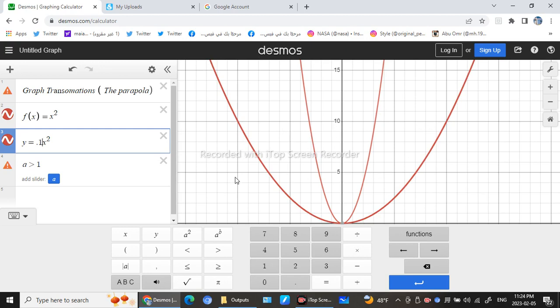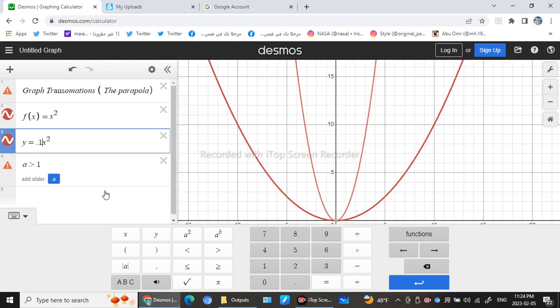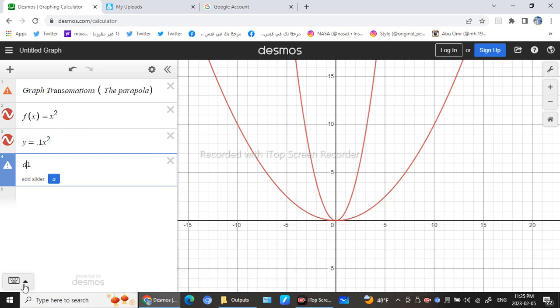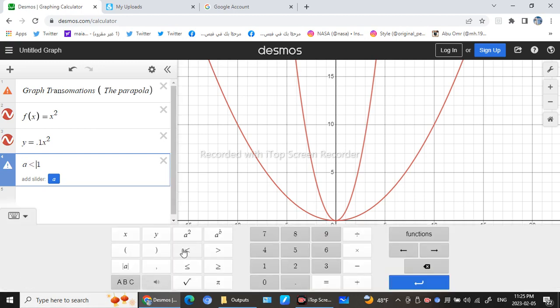Now here we say that the constant is less than 1. In this case, the factor of x squared is less than 1.